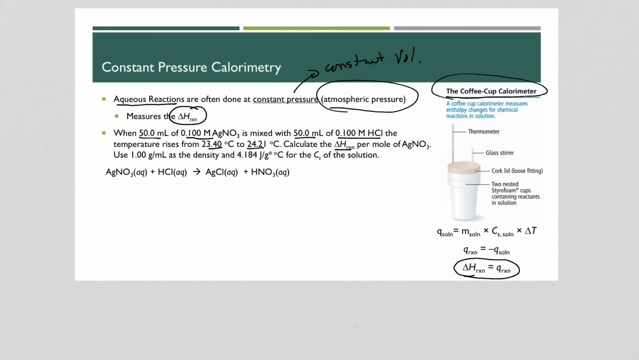Now, just like we saw previously, for a lot of these calorimetry problems, what we're really interested in is the delta H, the enthalpy per mole of something. So in this case, per mole of silver nitrate. Let's do a couple of things in the beginning. First of all, let's look at delta T. Delta T is going to be our final, 24.21, minus 23.4.